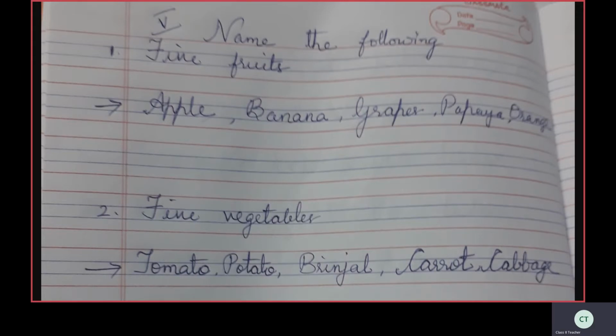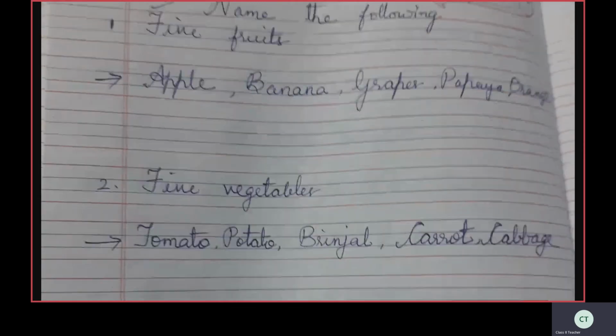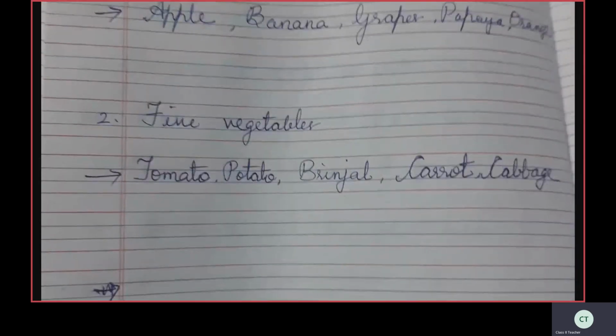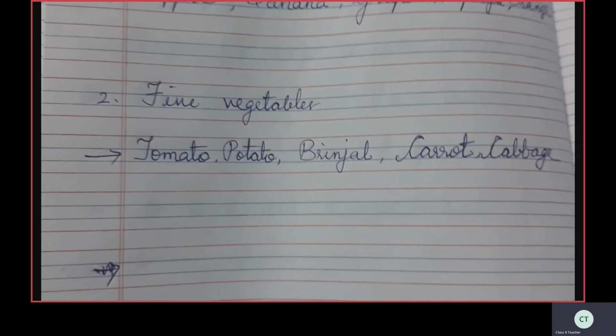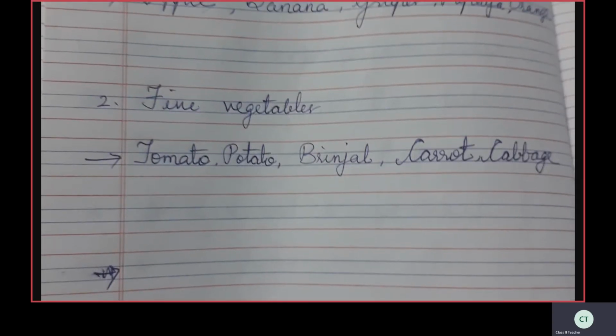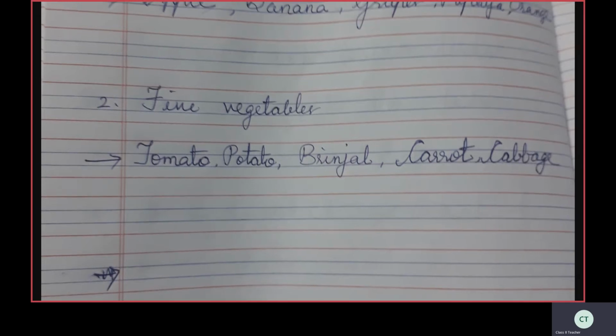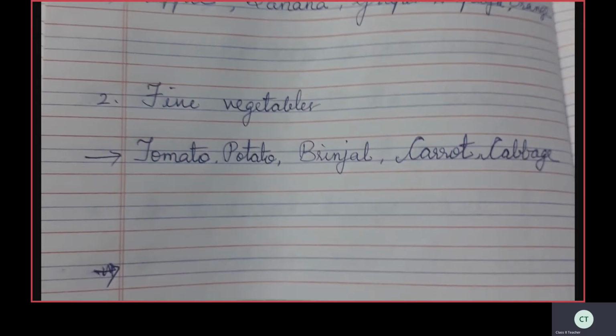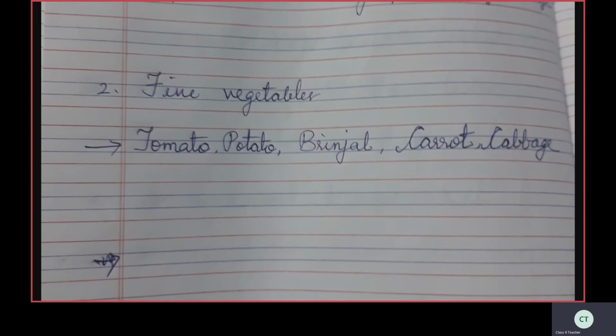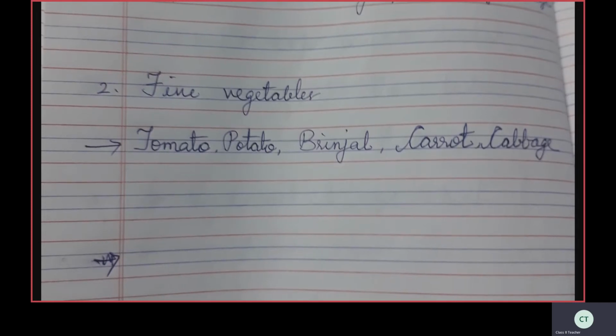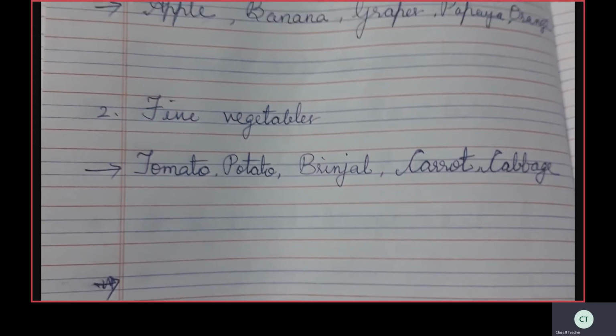5 fruits. Okay, here see the second one, 5 vegetables. You have to write any 5 vegetables. So what are the vegetables I wrote here? See, children: tomato, potato, brinjal, carrot, cabbage. Tomato, T-O-M-A-T-O, tomato. Potato, P-O-T-A-T-O, potato. Brinjal, B-R-I-N-J-A-L, brinjal. Carrot, C-A-R-R-O-T, carrot. Cabbage, C-A-B-B-A-G-E, cabbage. Okay, children, 5 fruits and 5 vegetables.